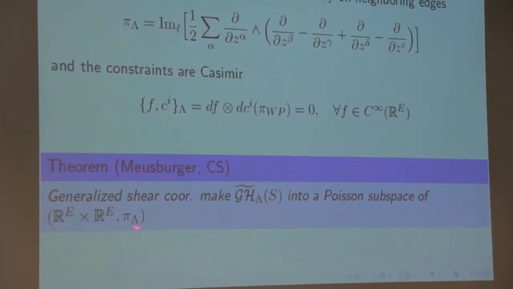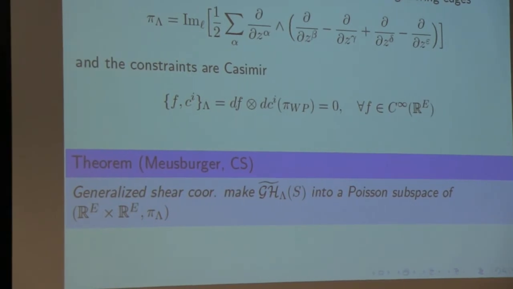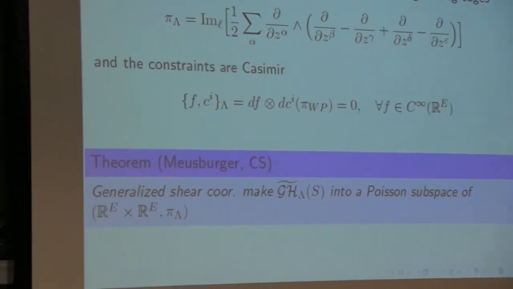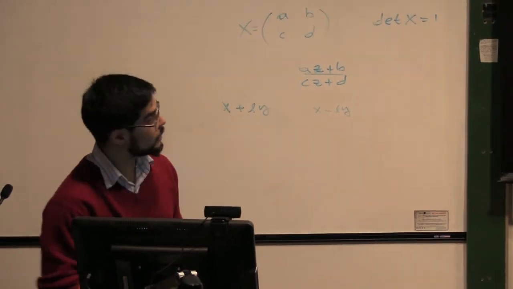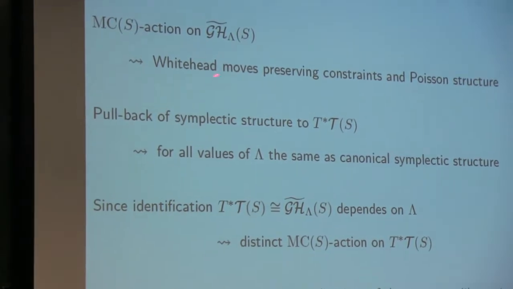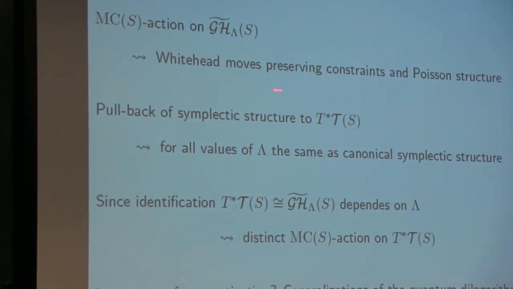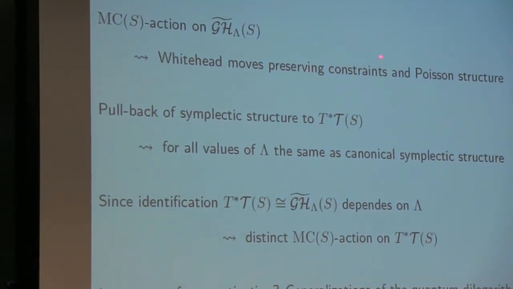So we actually have the moduli space of 2+1 gravity as a submanifold, a Poisson subspace, of this real vector space again. And just a final remark: we can also consider the mapping class group action on these spaces, and we find similar formulas for the Whitehead moves, which also preserve the constraints and the Poisson structure.